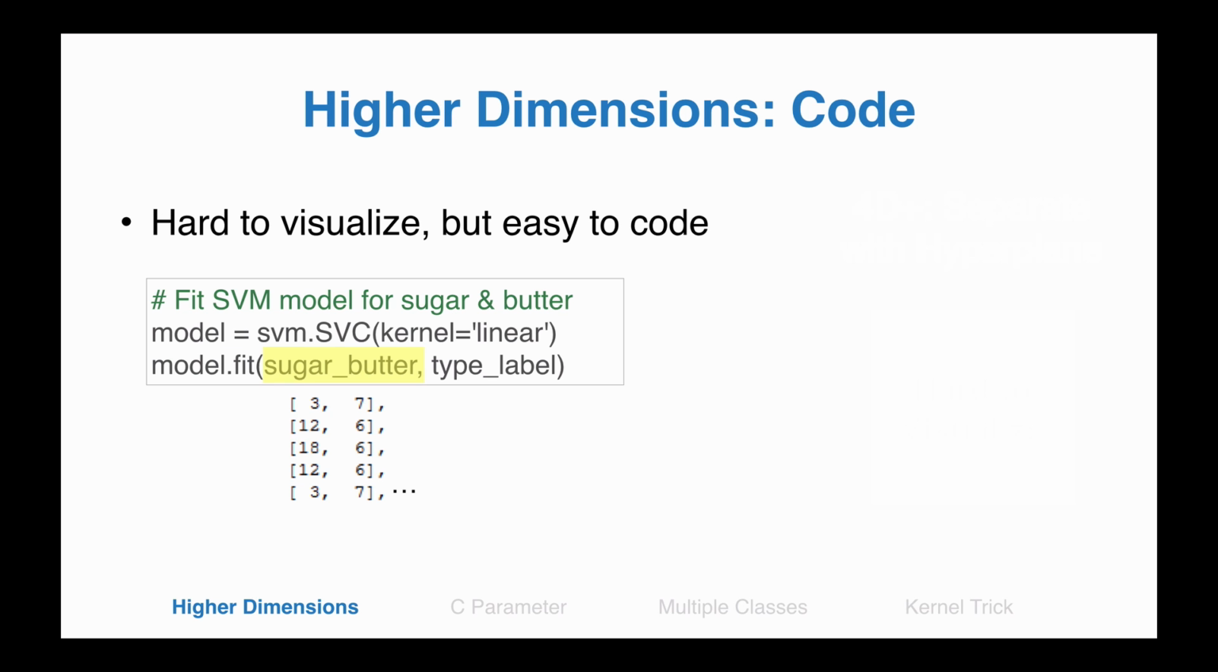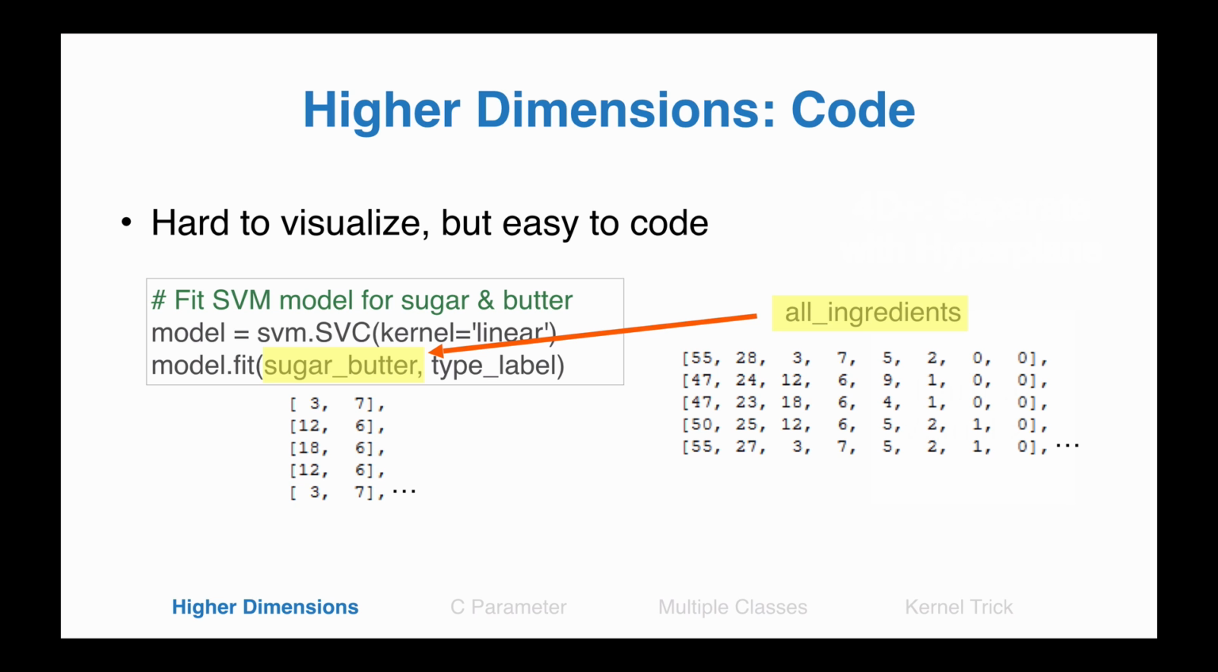So here is our original code, and we were putting in the butter and sugar ingredients. You can see that data right there. Let's say we didn't want to just look at 2 dimensions, but we wanted to look at all 8 ingredients. Well, all we have to do is input all 8 ingredients here, and the code will automatically take this information and run the model. The reason that we want to add in more dimensions is because with more dimensions, there's the opportunity to further maximize that margin and create a better model.